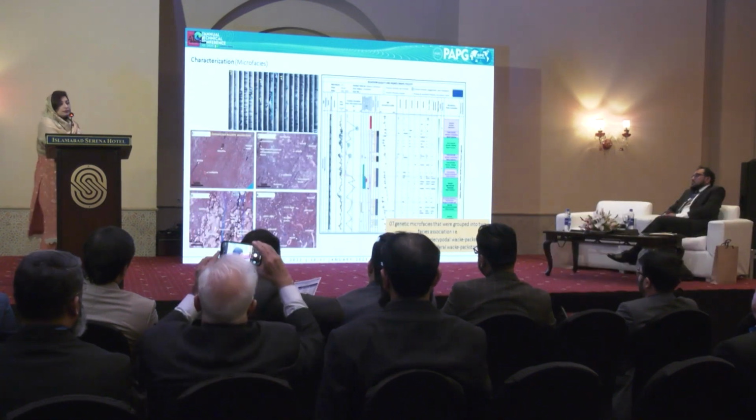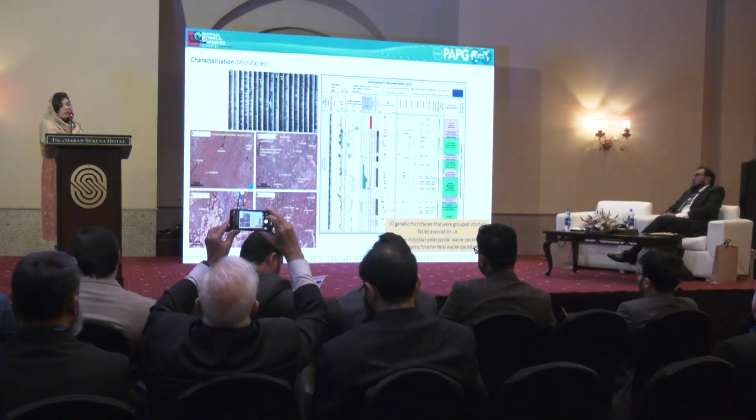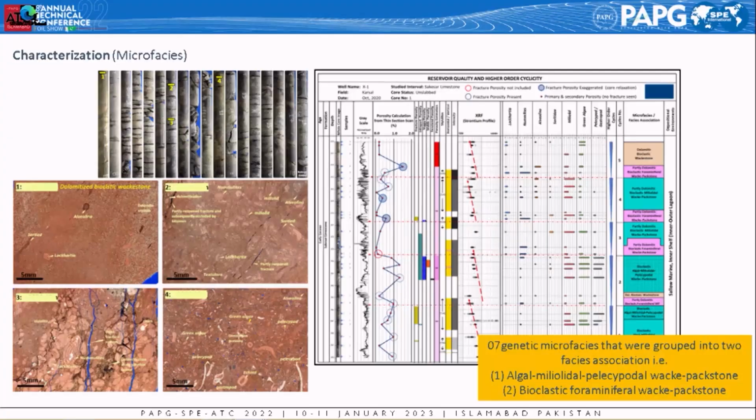So let's start with the characterization with the microfacies. We know that an 18-meter core was available from the Sakesar formation. Some larger foraminifera were available and were interpreted on the core plates, including nummulites, alveolina, and so on. Green algae was also identified on the core plates.